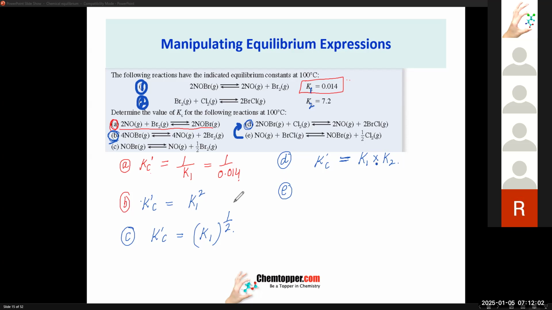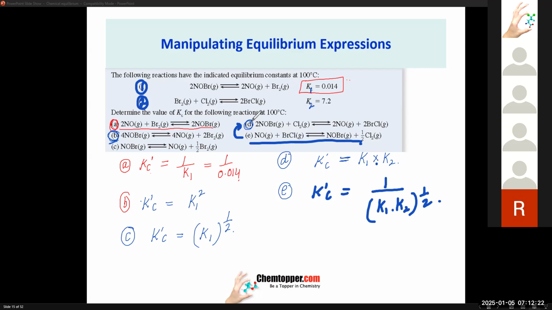Reverse and divide by 2. So what is new K? It will be reversed, meaning 1 over K1 times K2, raised to power, because we are dividing also by 2. We are reversing and dividing by 2, so raised to power 1 over 2.